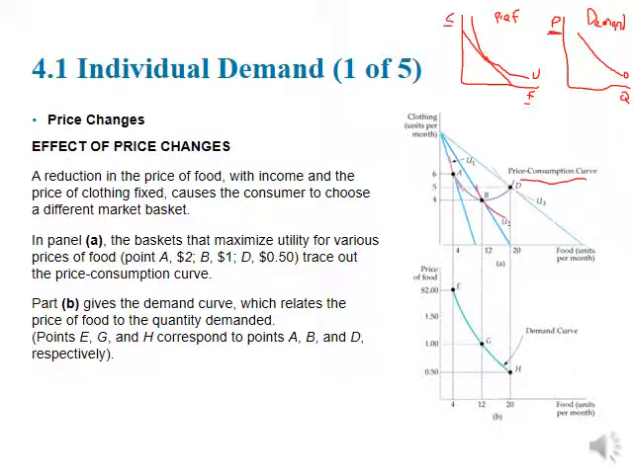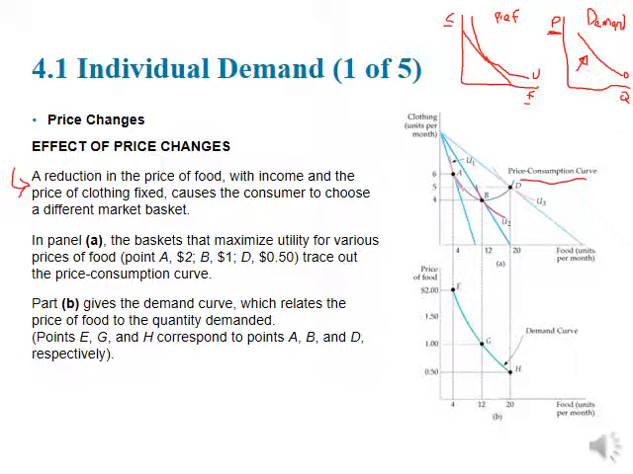And what it shows is the consumption choices that a person will make when allocating their fixed budget, their fixed income, between two goods, in this case food and clothing. We note from our demand curve that as food gets cheaper, people tend to demand more food. A reduction in the price of food, with income and the price of clothing fixed, causes the consumer to consume more food, putting them in both a different market basket and a higher utility curve.